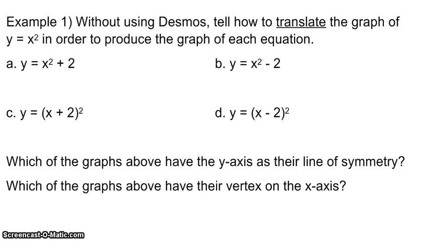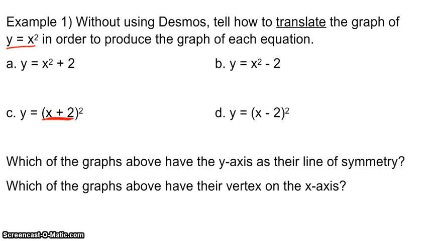Now we will go back to our notes and we will describe the translation of these graphs without using Desmos. So we are comparing it to y equals x squared, just like our Desmos activity. For part A, we have y equals x squared plus 2. When it's on the outside, instead of on the inside like part C, we're going to move up and down.